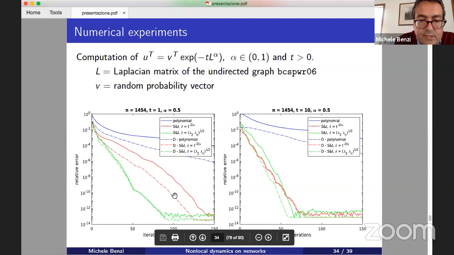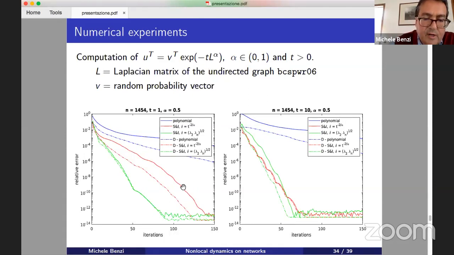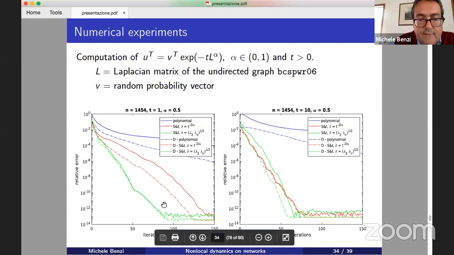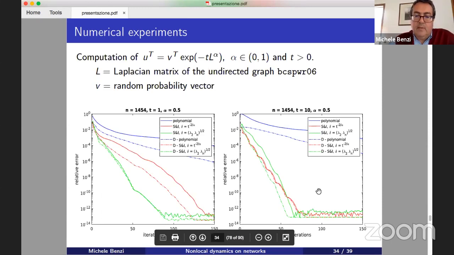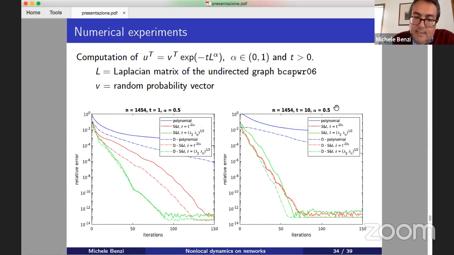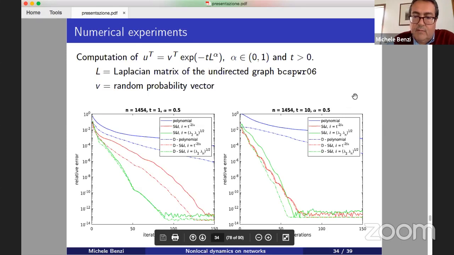If we use the choice suggested by Moret and Novati, we have somewhat in-between convergence, better than polynomial, certainly not quite as good as shift-and-invert with the other choice of the pole. And there is some improvement when we remove the singularity. This is the same problem, but now we look at time t equal 10, again the square root of L. Again, this is a symmetric matrix, I should say, it's undirected. Polynomial approximation, very slow. All the rational approximations, with and without the rank 1 modification, converge fast.